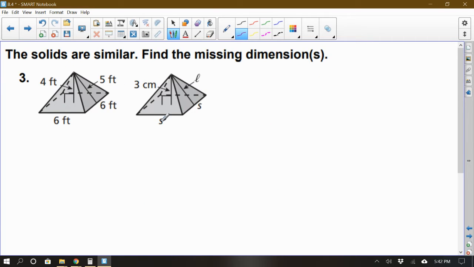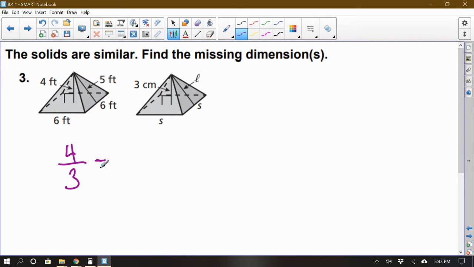Okay, they gave us 2 pyramids to work with. So find the missing dimensions. So there are 2 that are missing. Yep, we're missing the letter S and also L. So we have a couple problems to do. Let's get to work. Alrighty, so let's see. What could I do for my first ratio? Oh, here we go. How about the height of the first pyramid, 4, over the height of the second pyramid, 3? That's that internal height in the middle of the pyramid.